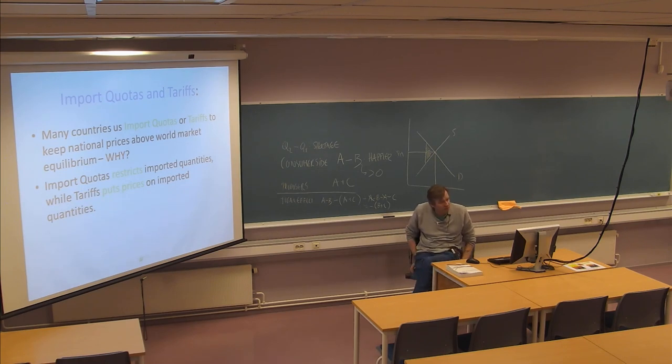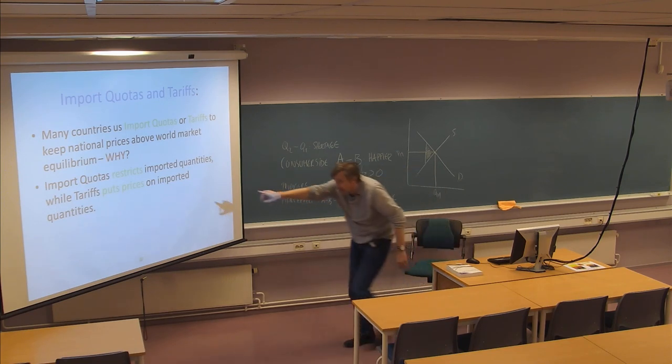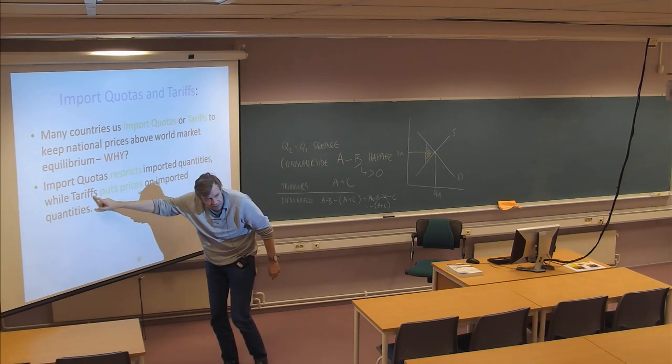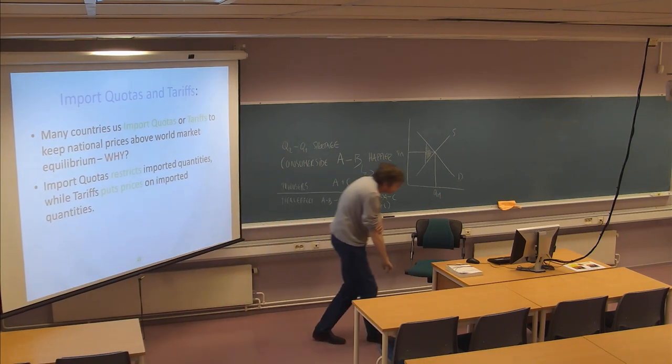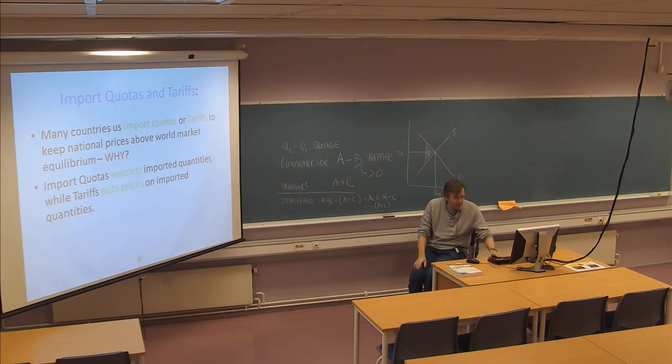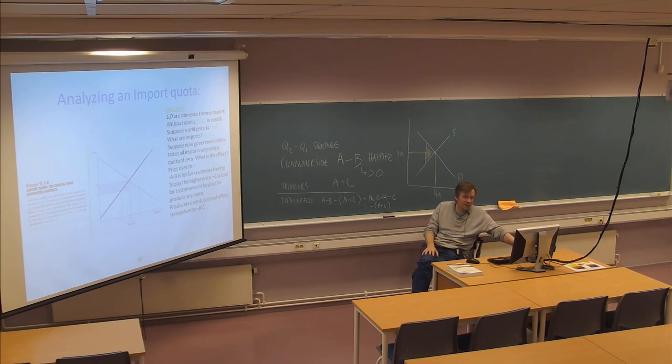So there are two means to do this: either use import quotas, which means keeping imports out, basically a tariff which is infinite, or alternatively open up for imports, but add a tariff to the world market price to keep it at the level you like. So import quotas restrict imported quantities, while tariffs put prices on imported quantities. We refer to these as toll in Norwegian. You know what toll is, those of you who are Norwegians? So let's look a little bit at these effects. Here we are analyzing an import quota. I think you shouldn't look at the right side, look at the left side here.